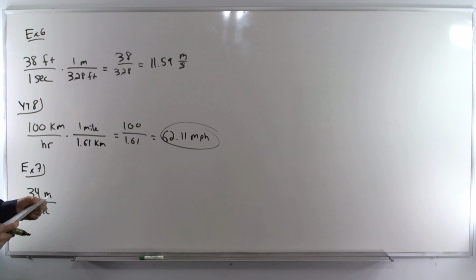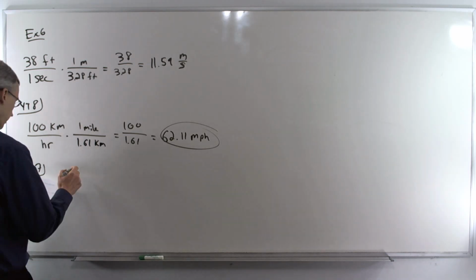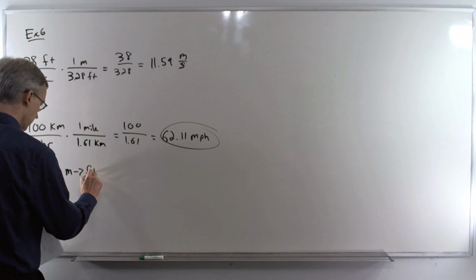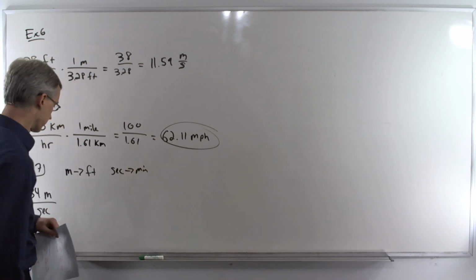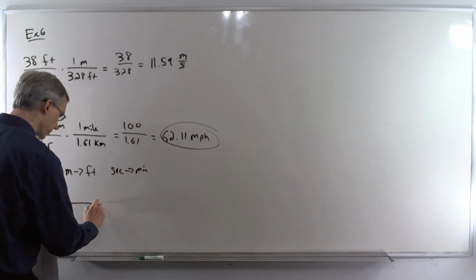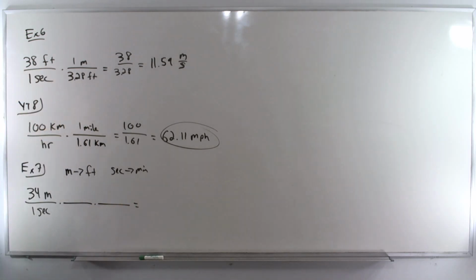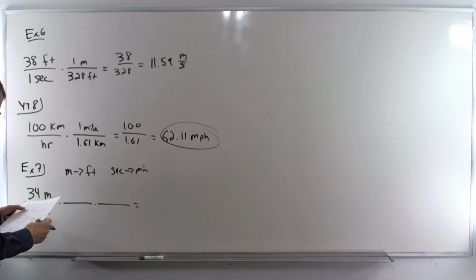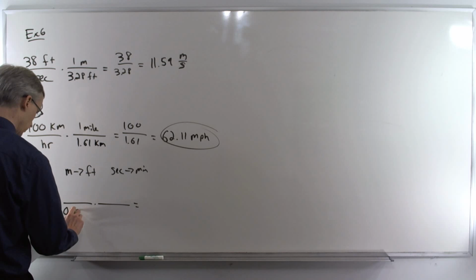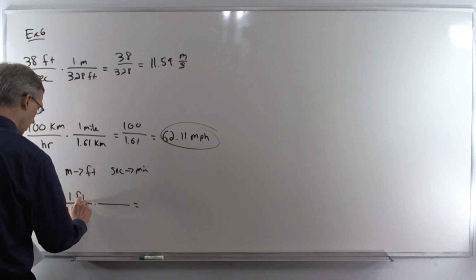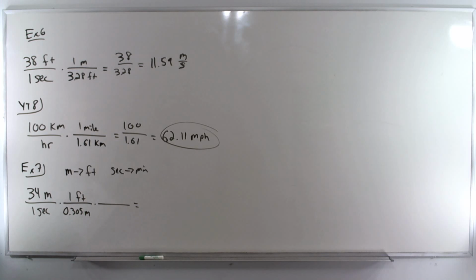Now we need to convert 2 things. We got meters per second to feet per minute, so we're going to go from meters to feet, and we're going to go from seconds to minutes. Now we need to be real careful about the units and the way we position these fractions. So we have two conversions, so we'll need two fractions. Let's do the meters first. Meters to feet. And the conversion there is 0.305 meters in 1 foot.